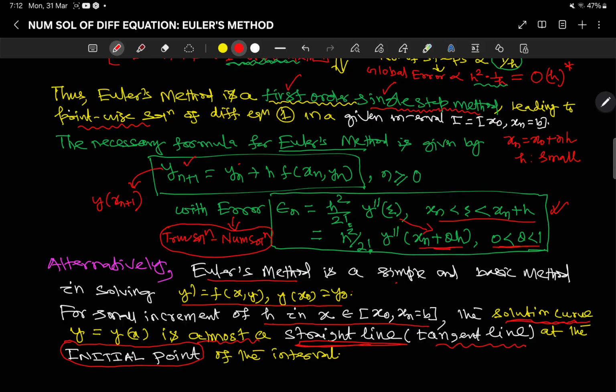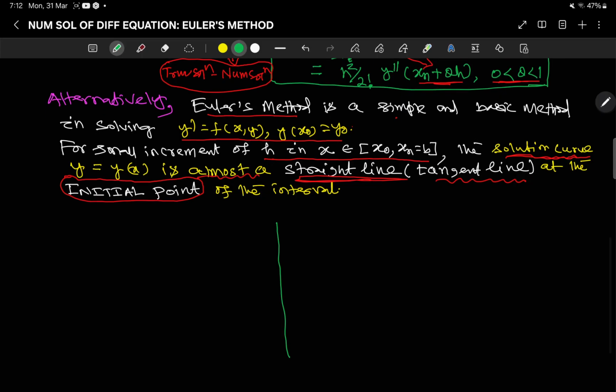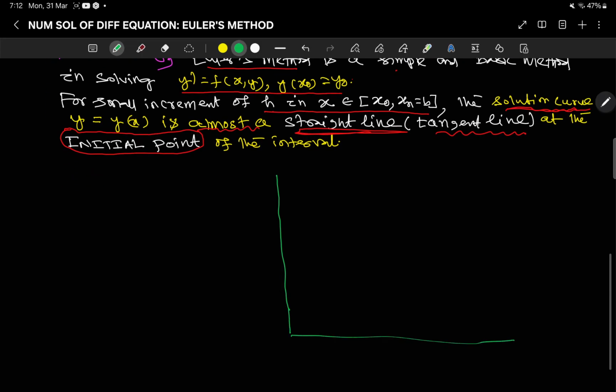Let me draw the diagram to make you understand, so that we understand it geometrically. We have here the x-axis and y-axis. Let the solution curve be this: y is equal to y of x is my solution curve, the real solution of this equation. Now this solution is approximated by a tangent line. Suppose this is my point x0.